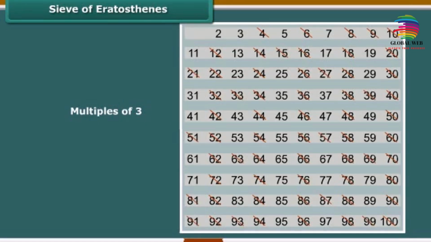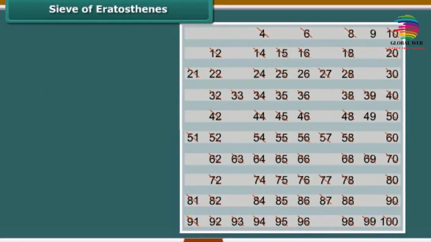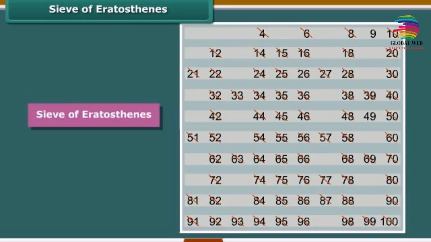Encircle 3 and cross out all the multiples of 3 other than 3 itself. The next uncrossed number is 5. Encircle 5 and cross out all the multiples of 5 other than 5 itself. The next uncrossed number is 7. Encircle 7 and cross out all the multiples of 7 other than 7 itself. All the uncrossed numbers are prime numbers. All the crossed numbers other than 1 are composite numbers. This method of isolating prime numbers is called the sieve of Eratosthenes.